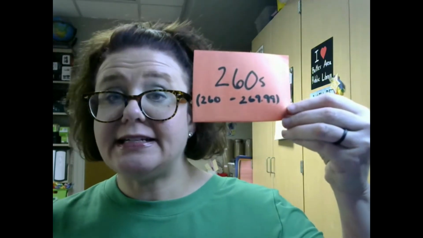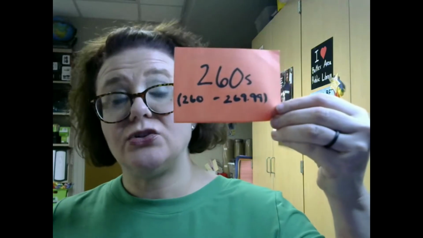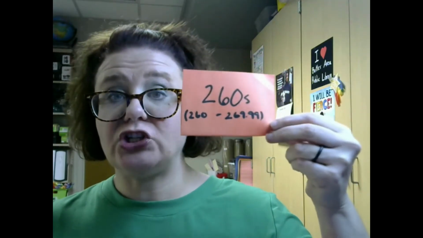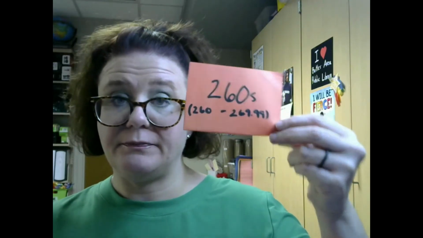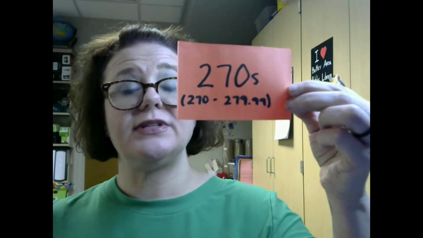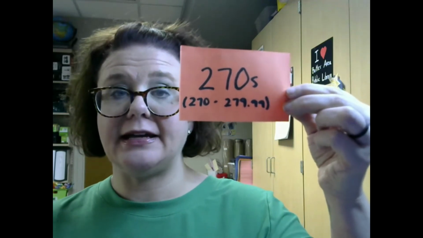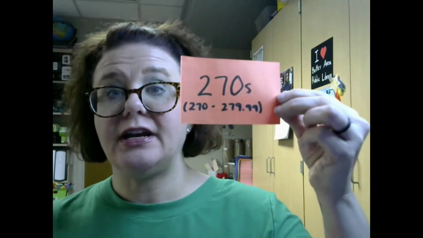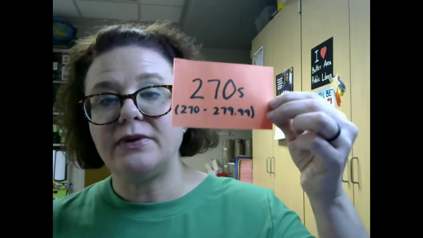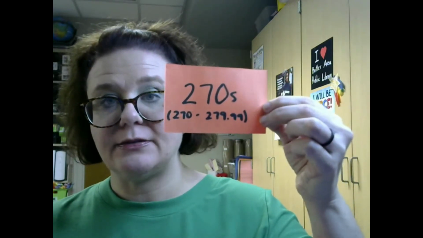Next, we have the 260s. That's 260 to 269.99, and this is set aside for Christian social teaching. The 270s, which is 270 to 279.99, covers Christian history. So specifically the history about new churches being founded, things like the Reformation. This would all be found in the 270s.